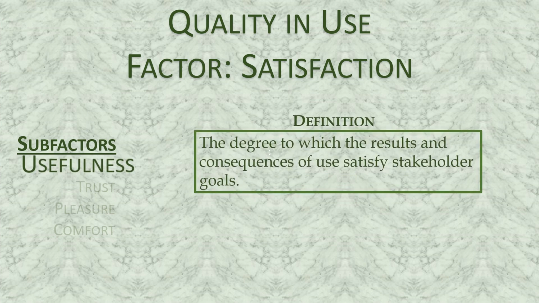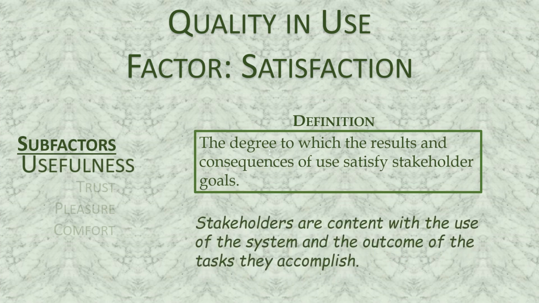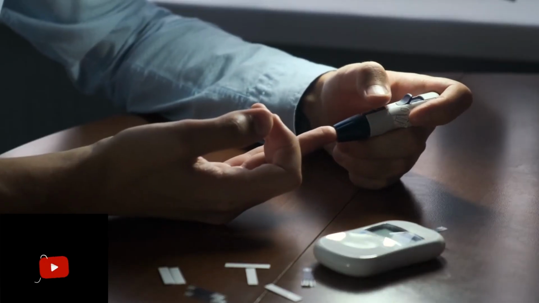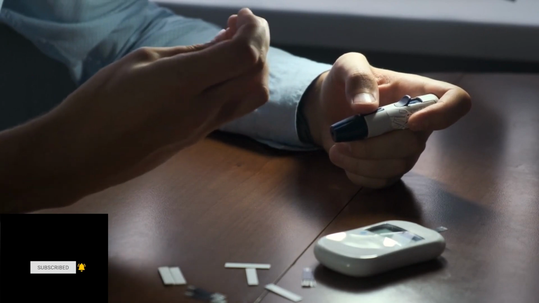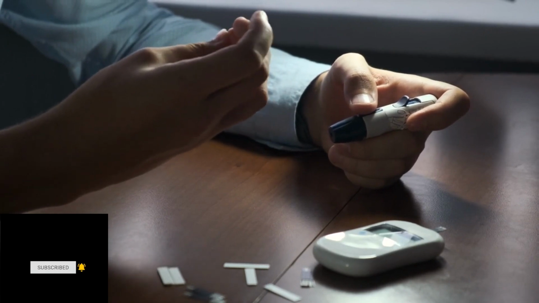First, usefulness. Usefulness is defined as the degree to which the results and consequences of use satisfy stakeholder goals. Rephrased, stakeholders are content with the use of the system and the outcome of the tasks they accomplish. I put on a new sensor for my CGM, or continuous glucose monitor, and it reports I have low blood sugar. When I check my blood sugar using my meter, that requires a finger prick, I find that the sensor needs to be recalibrated. I'm dissatisfied with the CGM and question its usefulness.